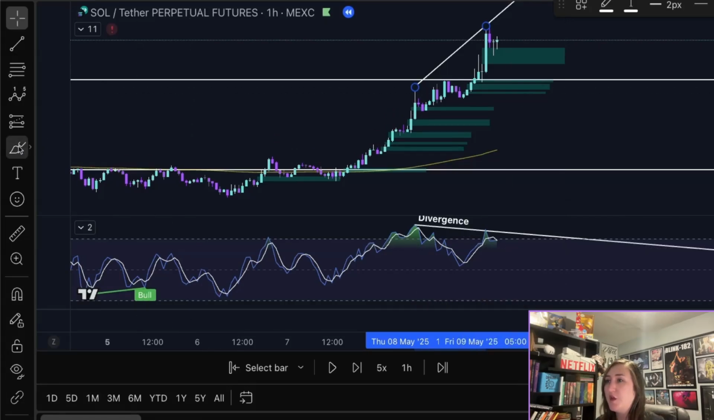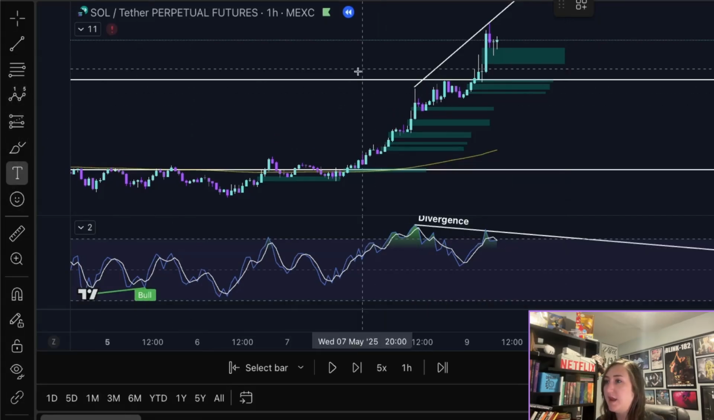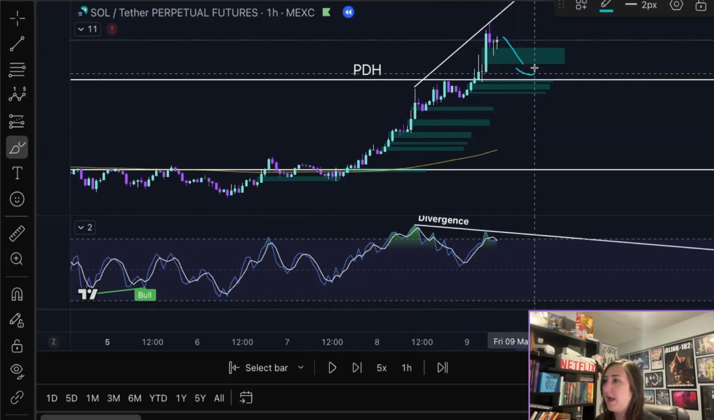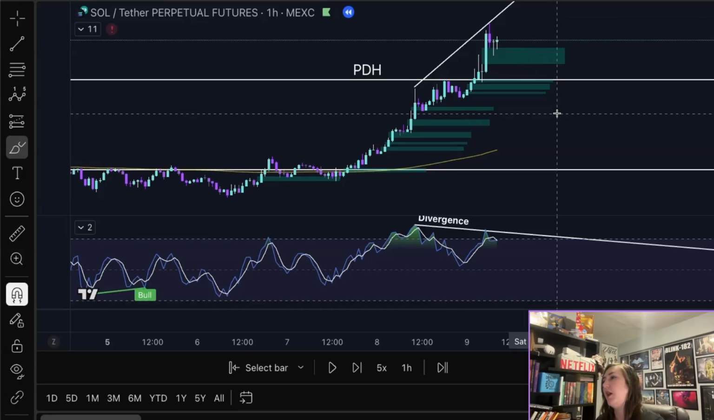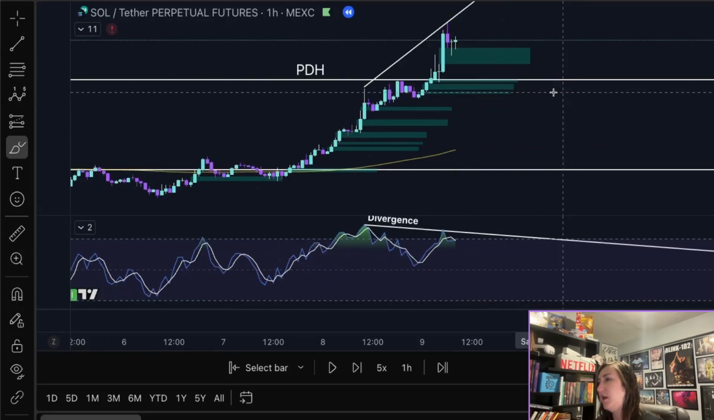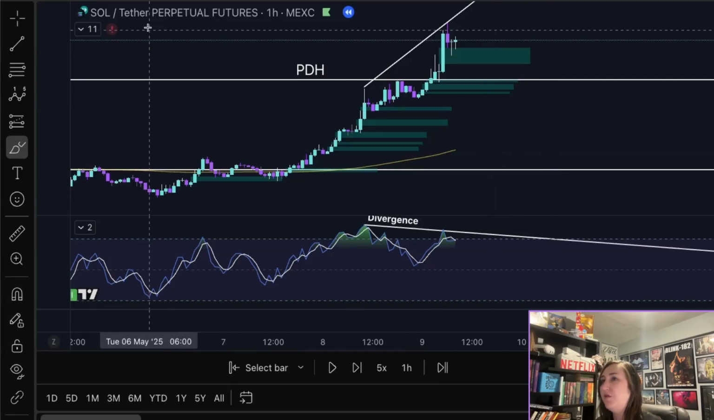And what else I was looking at here is our previous day high level. So our previous day high level right here is this white line. Usually it likes to come back down to that white line, okay? So I don't believe this trade came all the way back down to the previous day high, but it did fill through this fair value gap. And this was on the hour time frame.